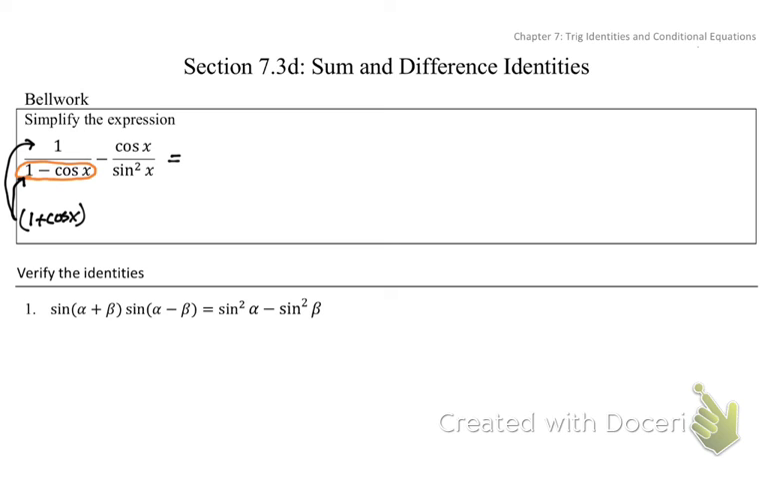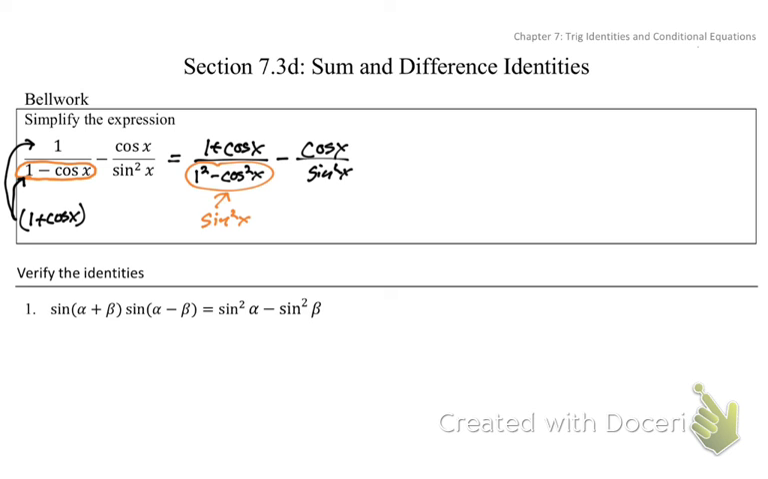So my top becomes just 1 plus cosine x. All over my bottom is a difference of squares. That's 1 minus cosine times 1 plus cosine. That's a minus b times a plus b, which turns into a squared minus b squared, which in this case would be 1 squared minus cosine squared x. And that's minus cosine x over sine squared x. What does 1 minus cosine squared equal? That just equals sine squared. So this whole thing just equals sine squared.